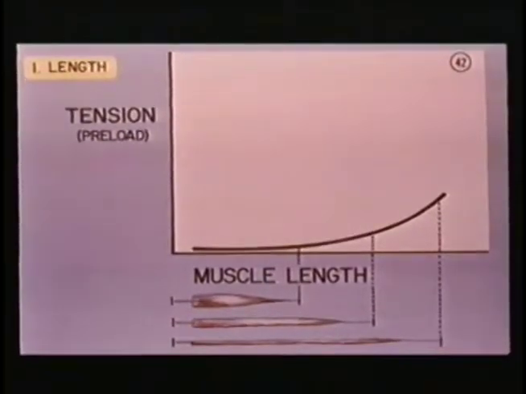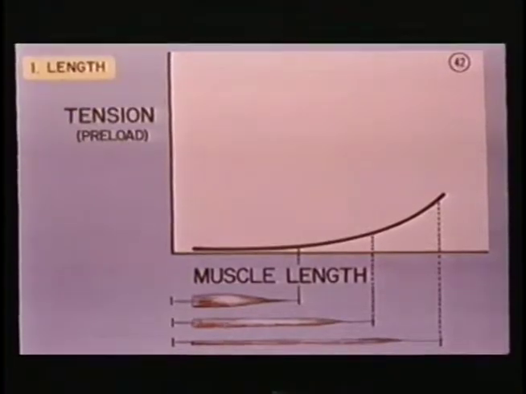The initial length is determined by the amount of tension applied to the muscle just prior to the contraction. This relatively small tension is usually called the preload. The higher the applied preload, the longer the muscle length. The length tension characteristic is much like that of an elastic band. The length depends on the amount of tension used to stretch it.